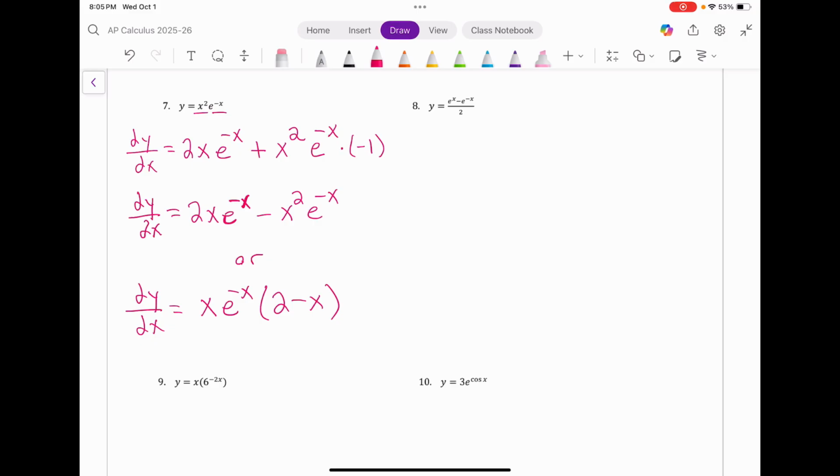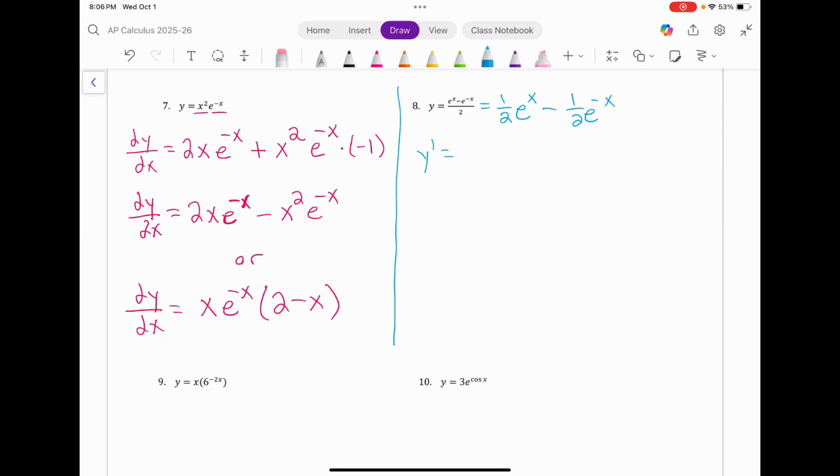Okay, number 8. I would suggest rewriting this, instead of using the quotient rule, to be 1/2 e to the x minus 1/2 e to the negative x. And then we can just take the derivative from there.